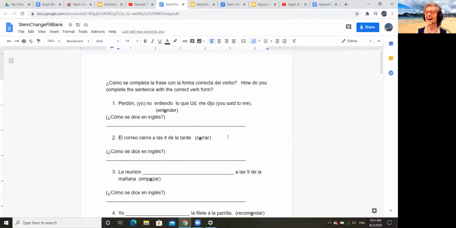Okay. Yeah, correo can mean the mail, like just the big wad of letters that you got in your mailbox, right? Or had delivered into your mailbox. But here, correo would mean post office.